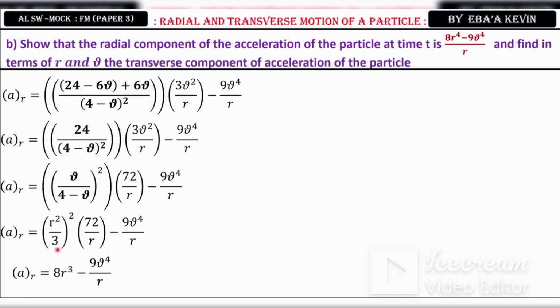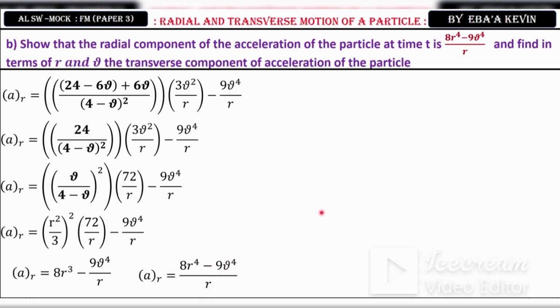Then in the denominator we have 9 here. Remember, 9 goes into 9 one time, and 9 goes into 72 eight times. Reason why at this level we are going to obtain 8r cubed, then minus 9 theta raised to the power 4 divided by r. Good. From which, further simplifying, we obtain the radial component of the acceleration of the particle to be 8r raised to the power 4 minus 9 theta raised to the power 4 divided by r.